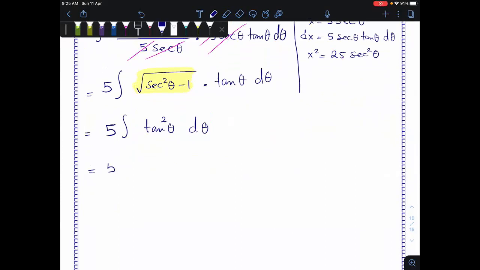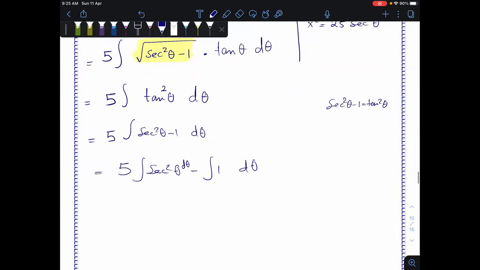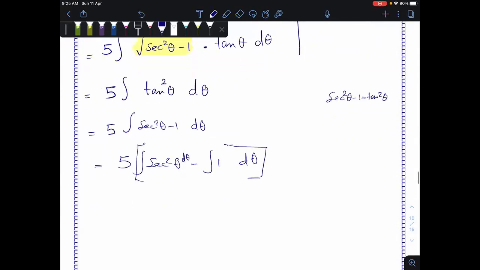There is no direct rule for the integral of tan squared theta, but you can replace it with another identity. We know that sec squared theta minus 1 is equal to tan squared theta. So the integral becomes 5 times the integral of sec squared theta minus the integral of 1 d theta.